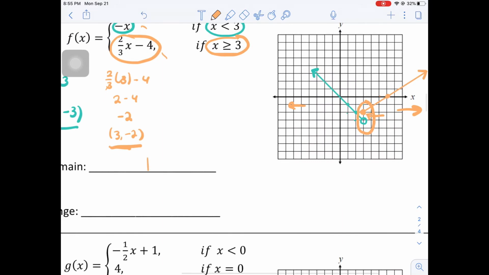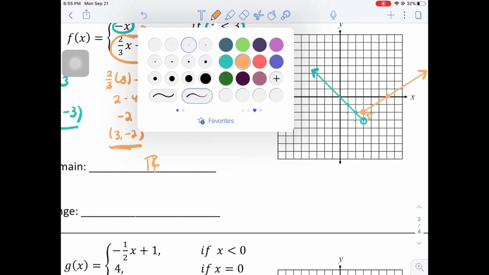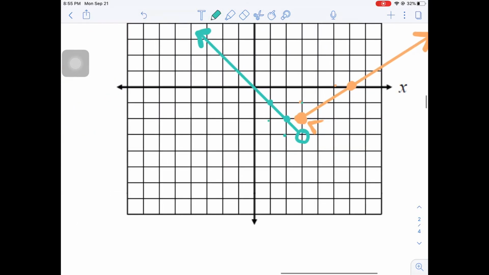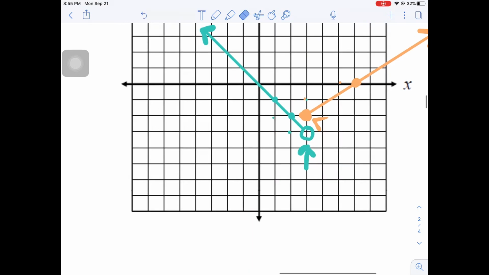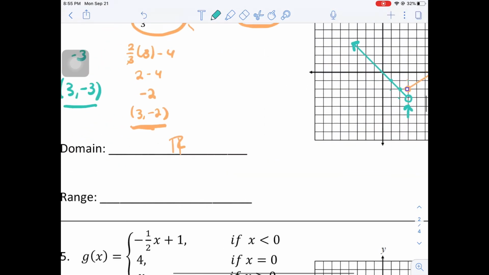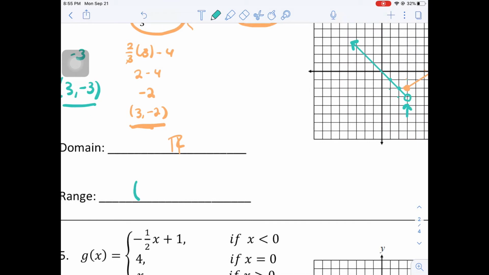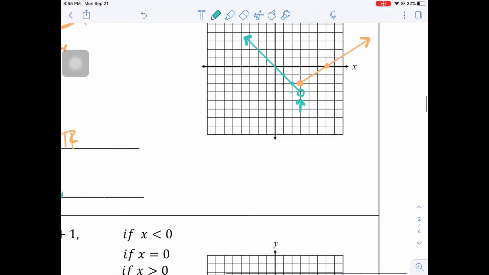So our domain, all real numbers. Okay. Range. So if we're looking at range, we need to see the lowest y value. The lowest y value is right here, but it's not included, so we're going to use a parenthesis. So parenthesis, -3. And then how high is it going?